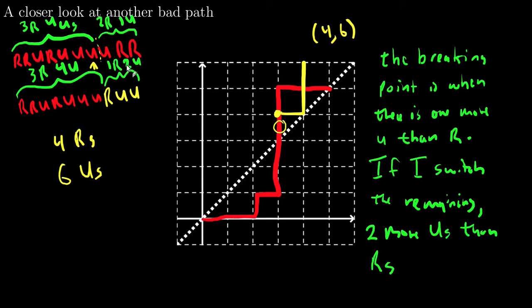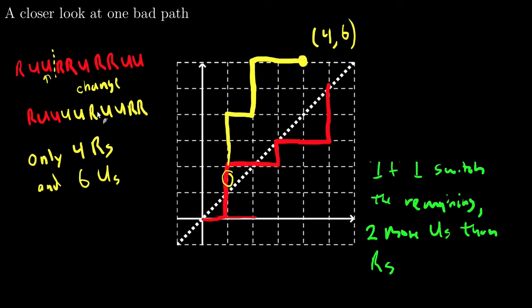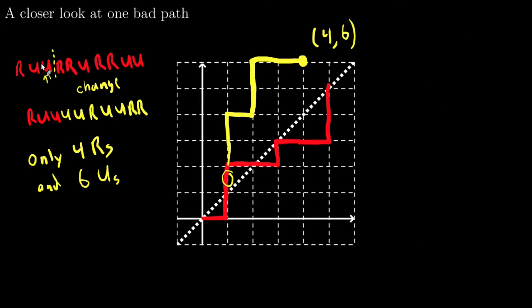And you can see, this doesn't matter where the break happened. So I go back to the previous slide. When it happened here, I had 1 R and 2 U's. And then I had, to make up for that, 4 R's and 3 U's, which I changed to 4 U's and 3 R's. So it doesn't matter where it gets broken. When I switch the rest, I end up having 2 extra U's.